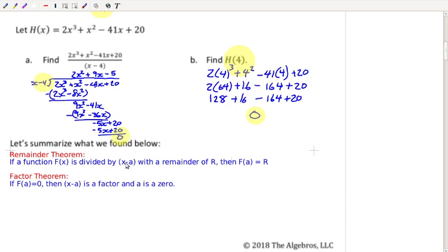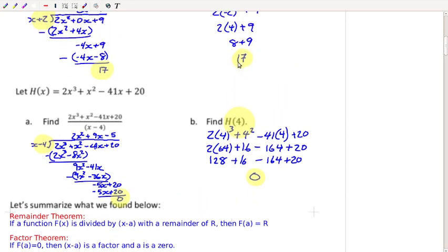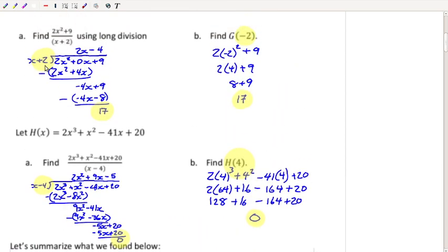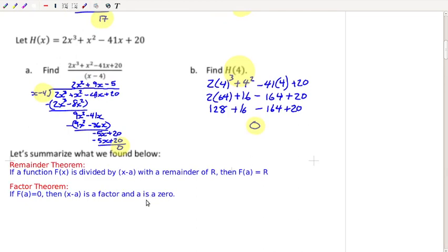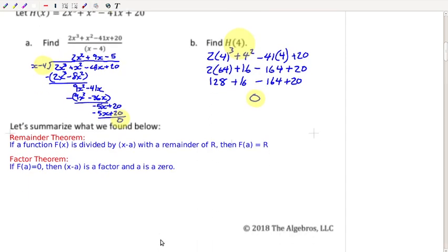Remember that because of this minus, we're always going to flip the sign when we evaluate. So x minus 4 gives me to evaluate at 4, and x plus 2, I evaluate at minus 2. That's going to be the one that gives me a 0. So if you need to pause your video for a second, write that down. That's your summary for what we've found so far. Then we're going to use it.